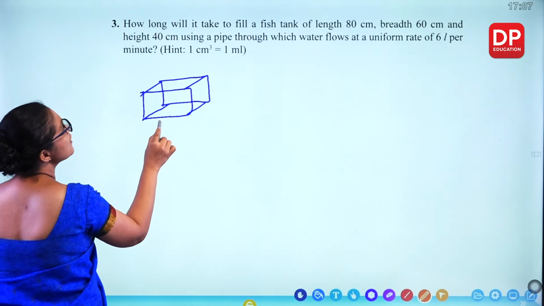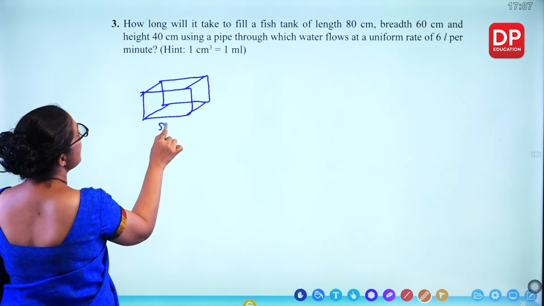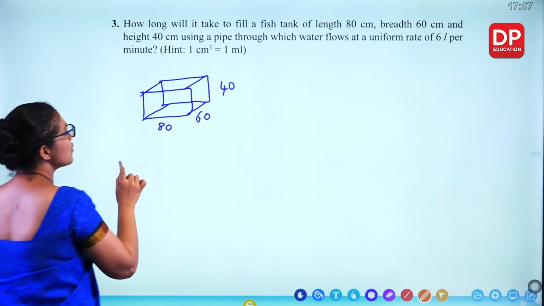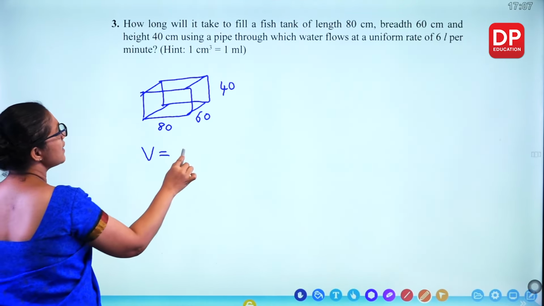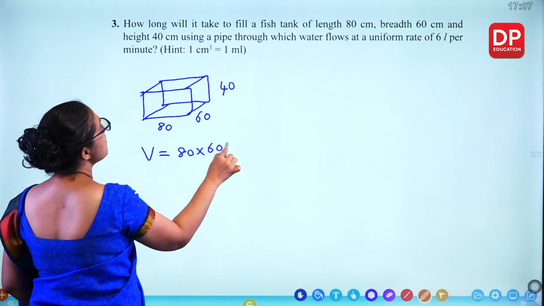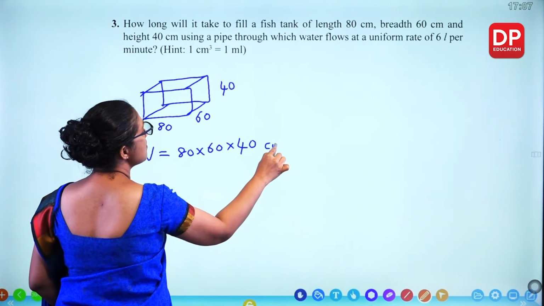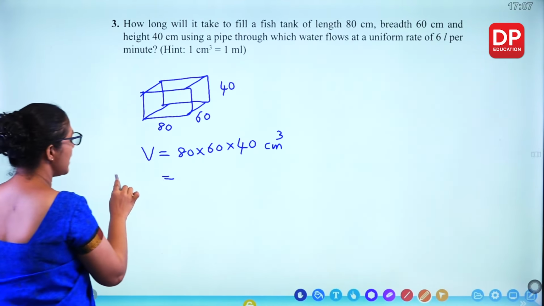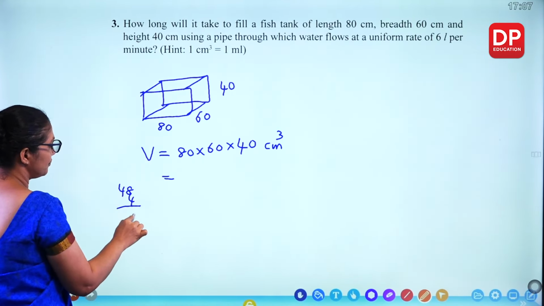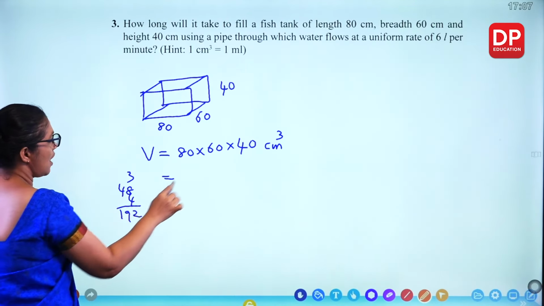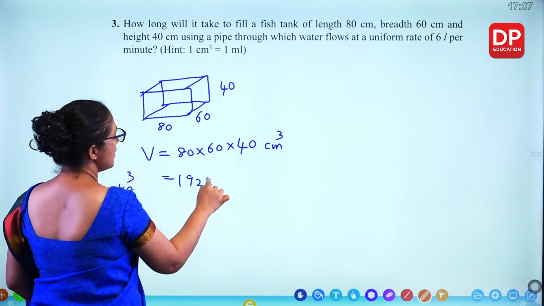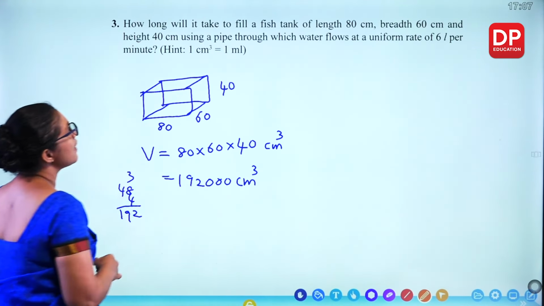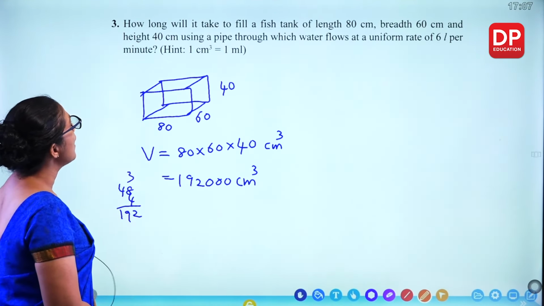So what's the volume? What's the length? Length is 80, breadth is 60 and height is 40. So what's the volume of the tank? 80 times 60 times 40 cubic centimeters. 48 times 4. 192 with 3 zeros. That's the volume. So how can we find out the rate?